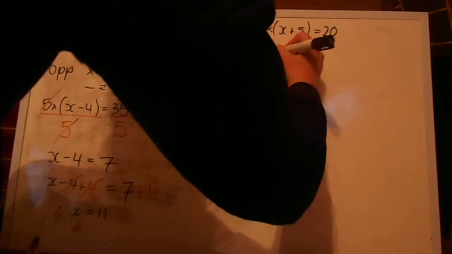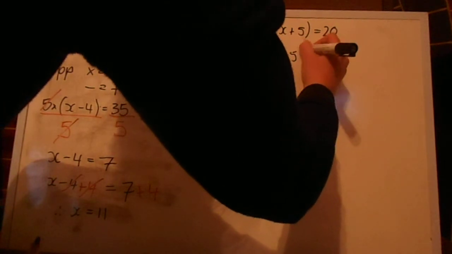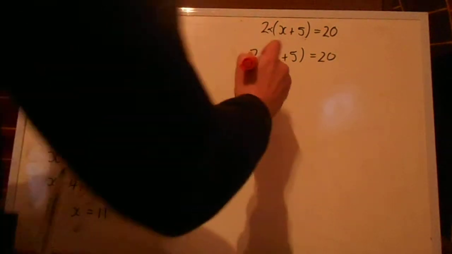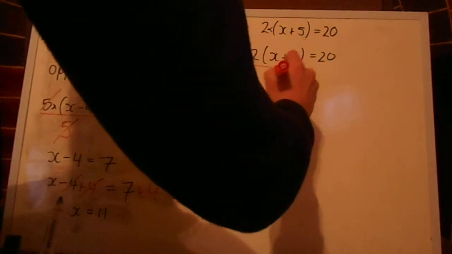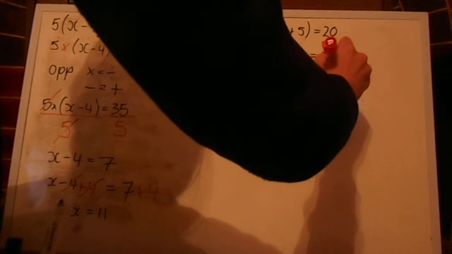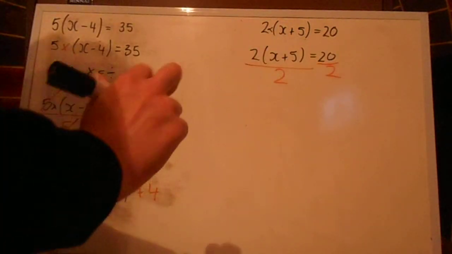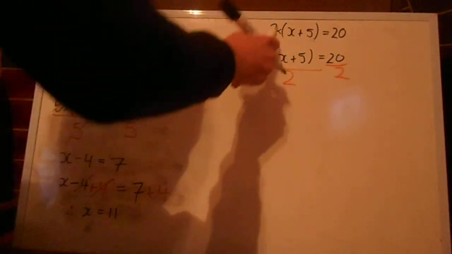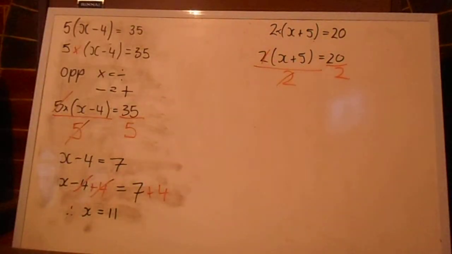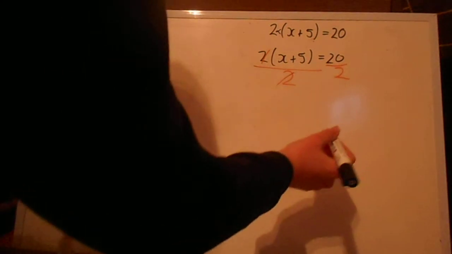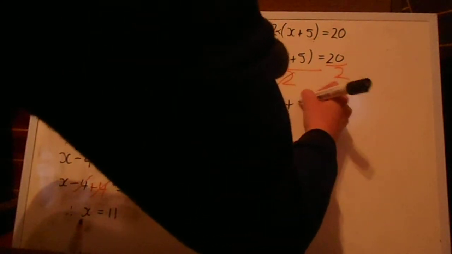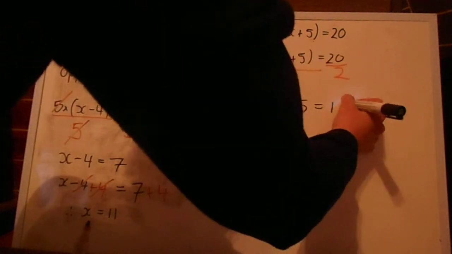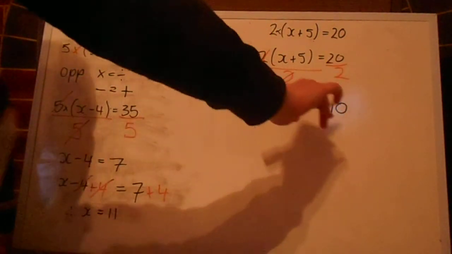So we've got 2 x plus 5 equals 20. And to get rid of my 2 that's here, I'm going to divide by 2. And I'm going to divide the 20 by 2 to keep with our equivalence. We want to balance both sides. So these 2's are going to cancel out. And we're left with x plus 5 over this side equals, and 20 divided by 2 is going to give me 10. So I'm going to be left with x plus 5 equals 10.